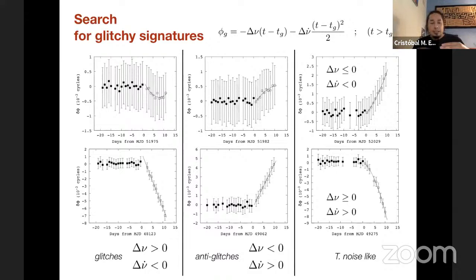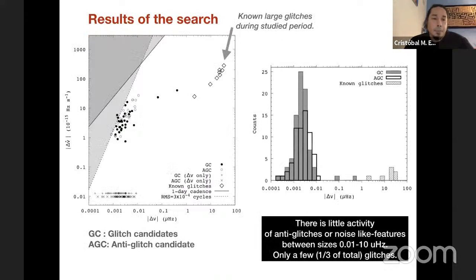So especially when the change is 0, that means that the derivative of the phase is continuous across the event. So it gives you a softer evolution of the phases. That is a bit more like what timing noise is like. So we did a search for all these types of signatures, and obtained many different events, which we will analyze now.